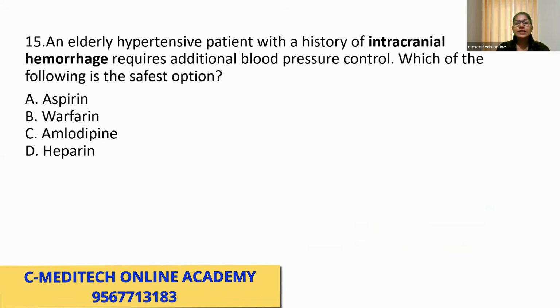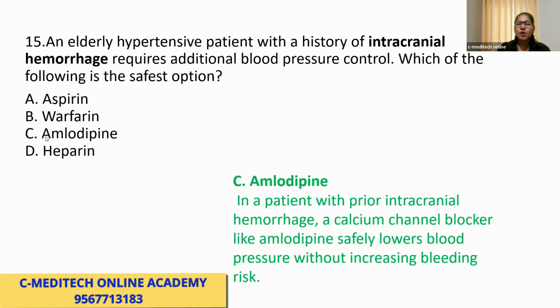Question number 15. An elderly hypertensive patient with a history of intracranial hemorrhage requires additional blood pressure control. Which of the following is the safest option? Aspirin, warfarin, amlodipine, heparin. Here the patient is elderly and has a history of intracranial hemorrhage. In a patient with previous bleeding, we can't give other anticoagulants. The safest drug to give in this patient is amlodipine. All others increase the risk of intracranial hemorrhage. So the answer is option C, calcium channel blocker. Amlodipine can be safely given to this patient.